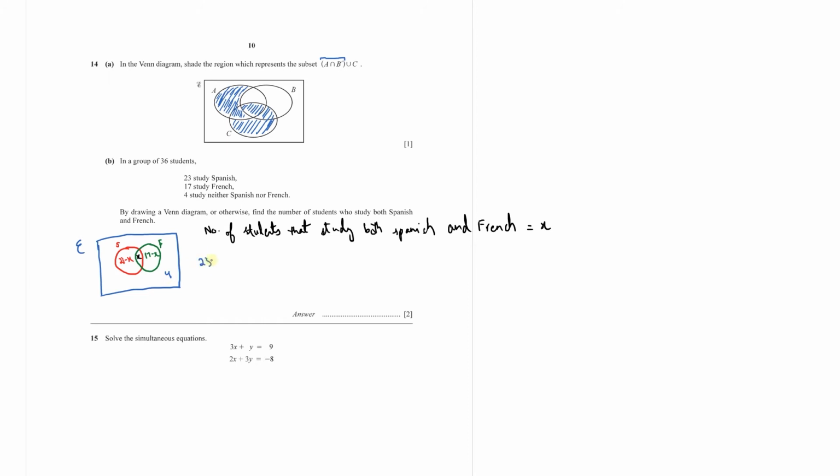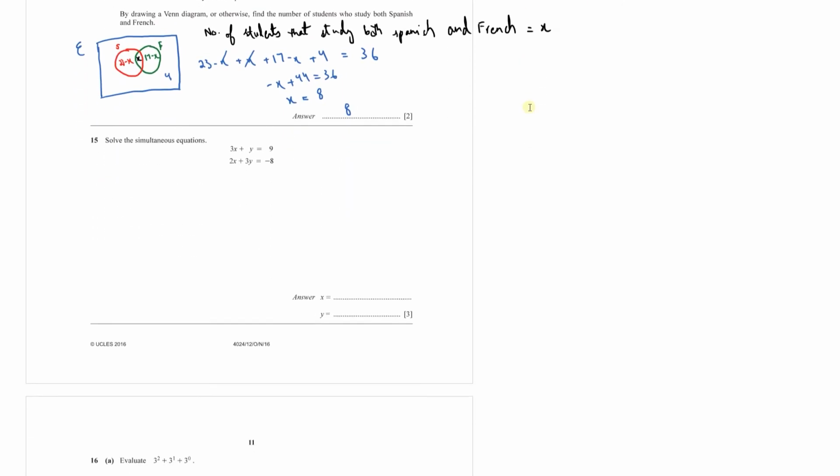So that will be 23 minus x plus 17 minus x plus 4 should equal 36. And then we can solve this for x. So x plus x and minus it cancel out. 17 plus 23 would be 20, 30, 40. 40 plus 4 would be 44. So this will be minus x plus 44 equals 36. And this will give you x equals 8. So your answer is 8 here. So 8 students study both Spanish and French.